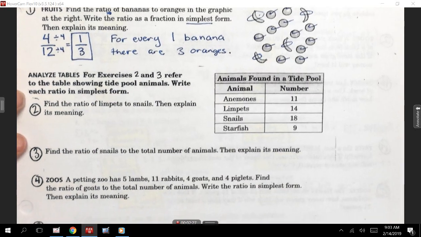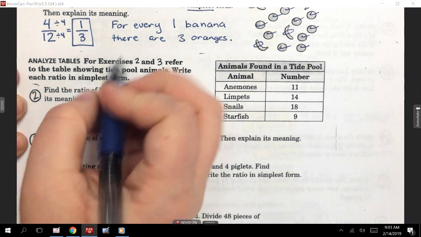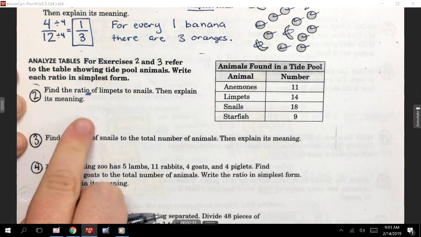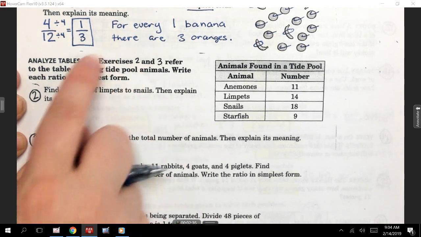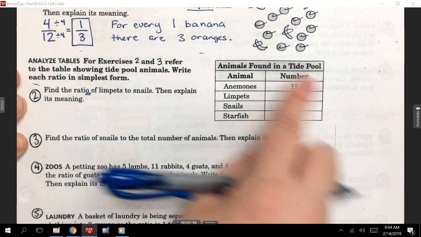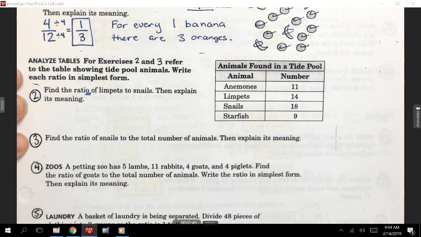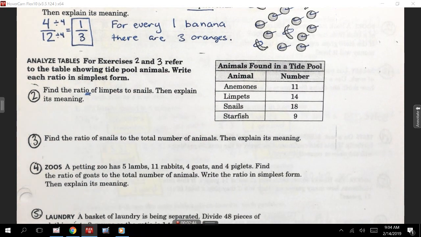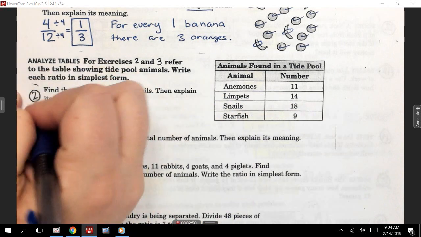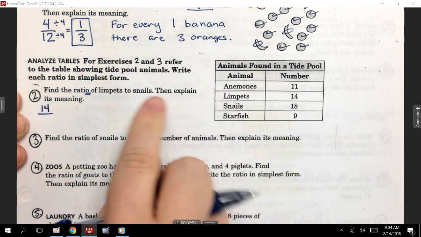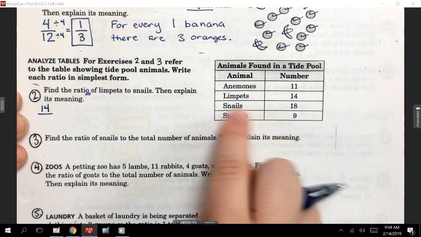Okay. Number 2, find the ratio, which means no words, of limpets to snails, then explain its meaning. And it told me right here that we're using this chart. All right, limpets and snails. I don't know what a limpet is, but I know it's not a snail, which means they're different things. All right, so I'm going to put limpets on top. Here's my chart. A limpet is 14. Snail is on bottom, which it says on my chart.